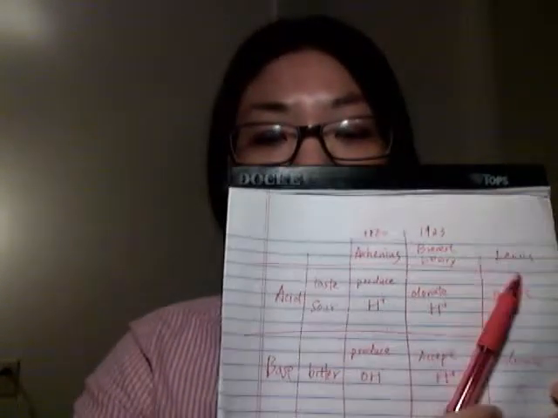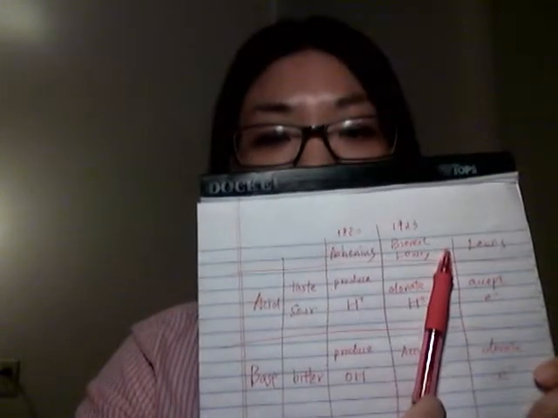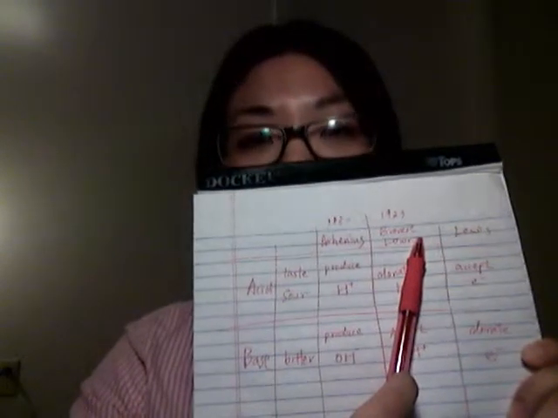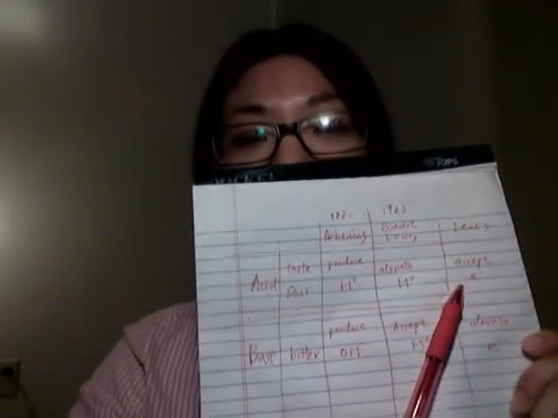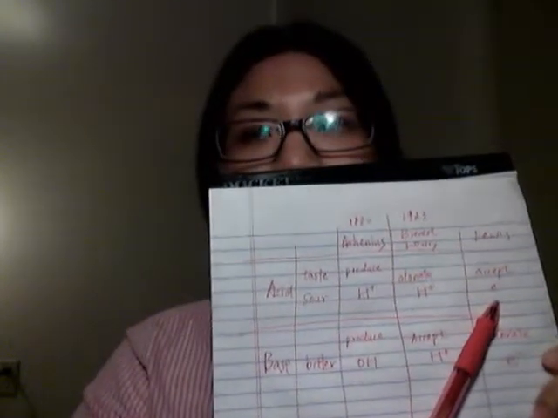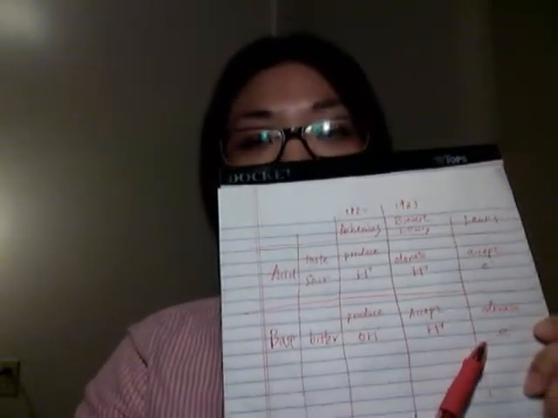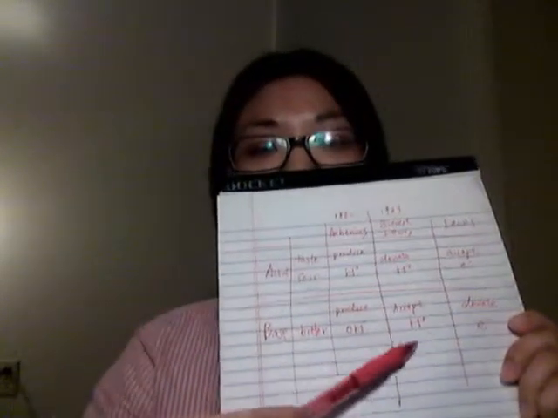And Lewis theory defines acids and bases in a more general way. This theory defines acids as electron acceptors. However, bases are electron donors. Lewis theory is the broadest theory regarding acids and bases so far.